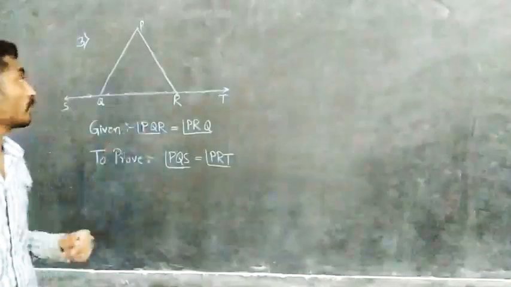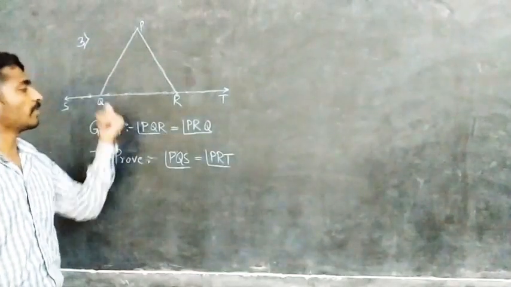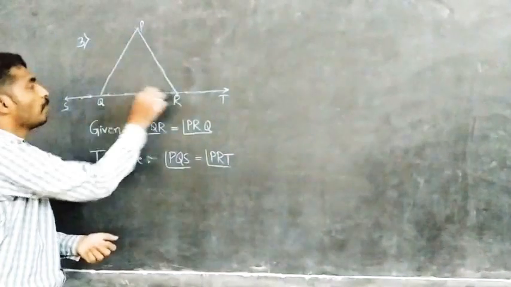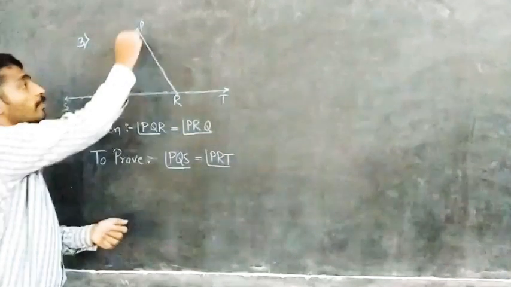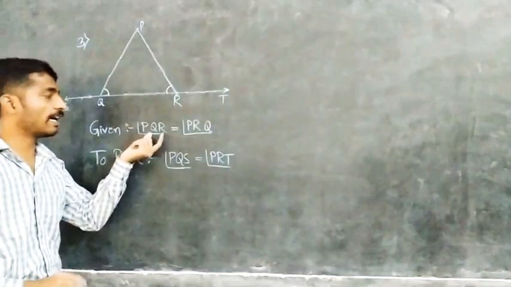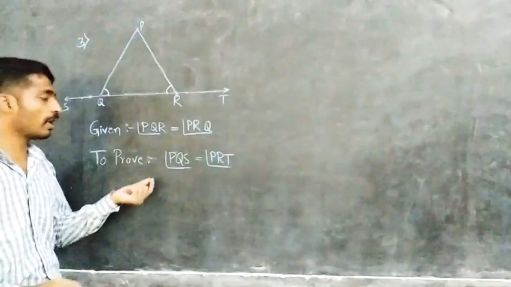Understood? Third question. They given one figure. In that figure, PQR equal to PRQ. Okay. So inner angles are equal. Then we have to show the outer angles.